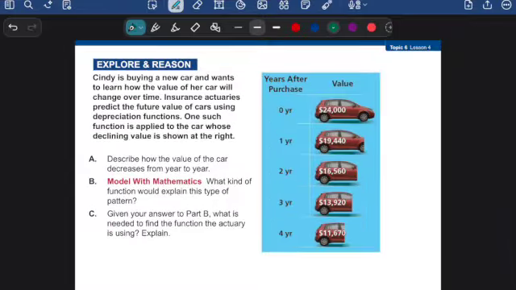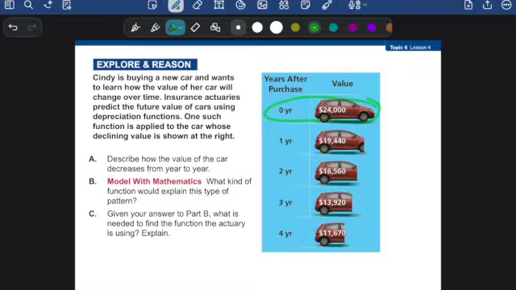For the explore and reason, we have Cindy buying a car, and she wants to look at the value of her car over time. She knows that cars depreciate their value. They lose value pretty quickly, actually. So we have insurance actuaries that calculate future value of cars based on depreciation functions, and we have that information here in this table.